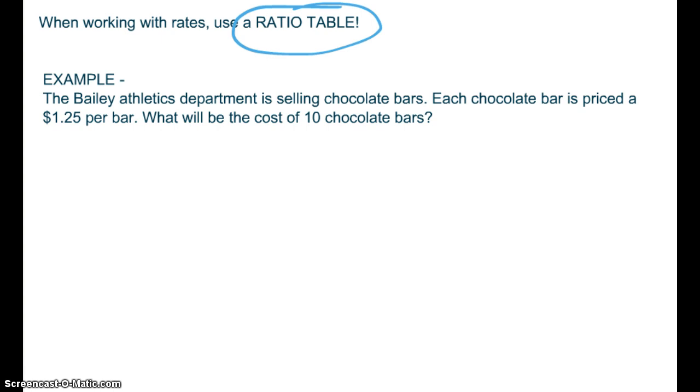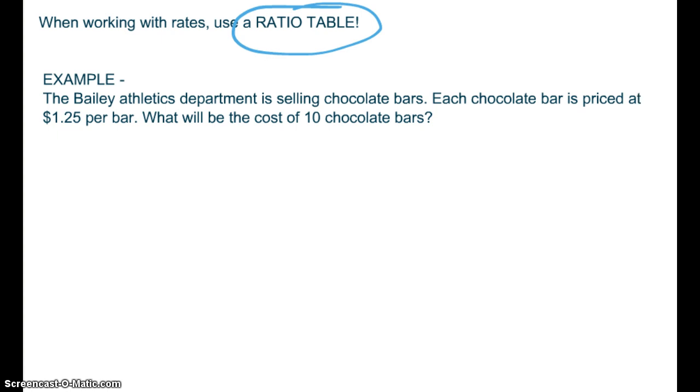Okay, let's take a look at this example. Make sure that you are writing everything down in this video. The Bailey Athletics Department is selling chocolate bars. Each chocolate bar is priced at $1.25 per bar. What will be the cost of 10 chocolate bars?